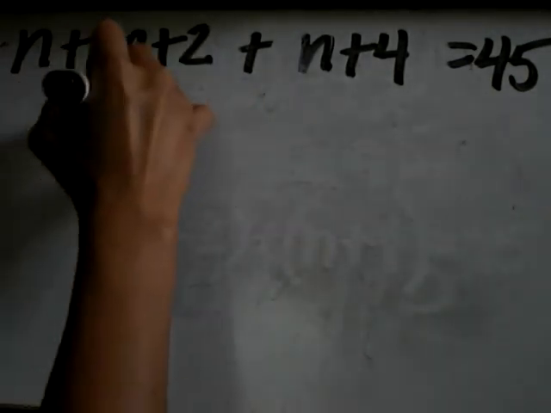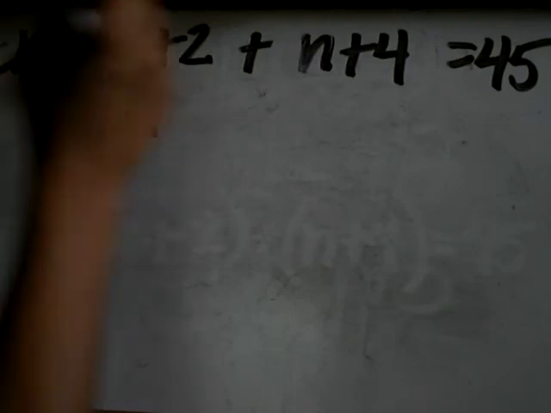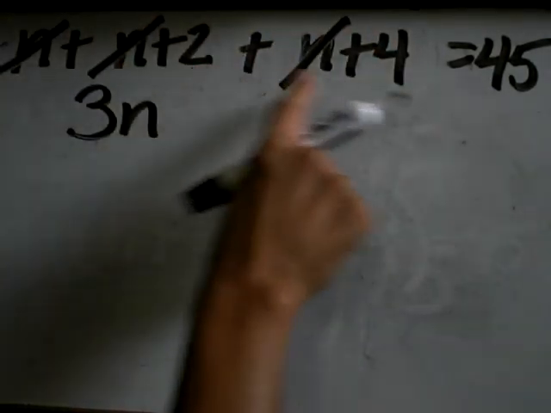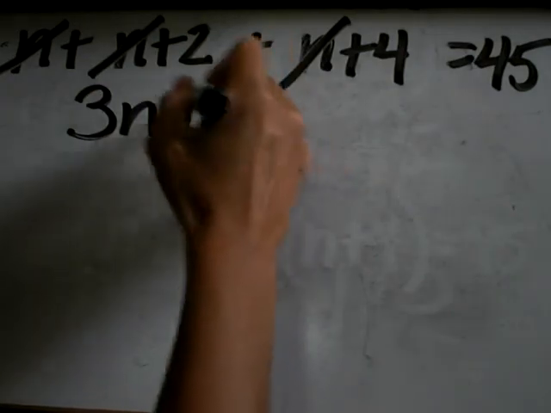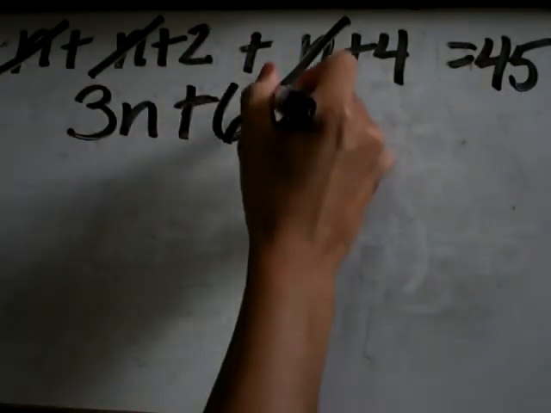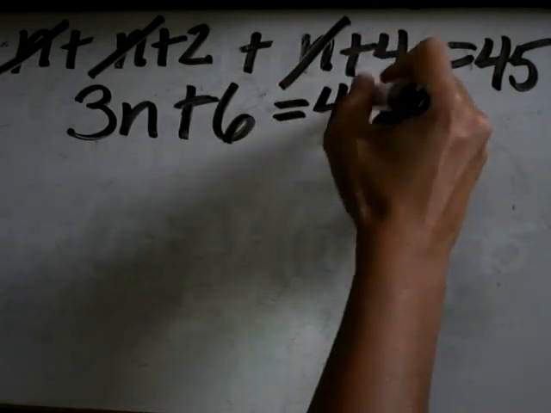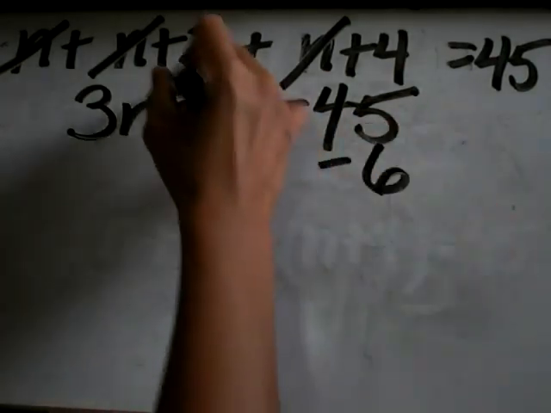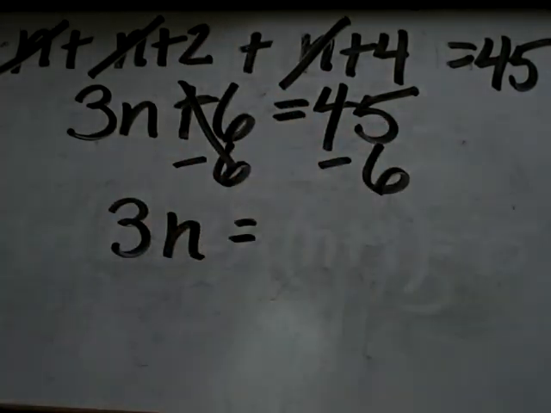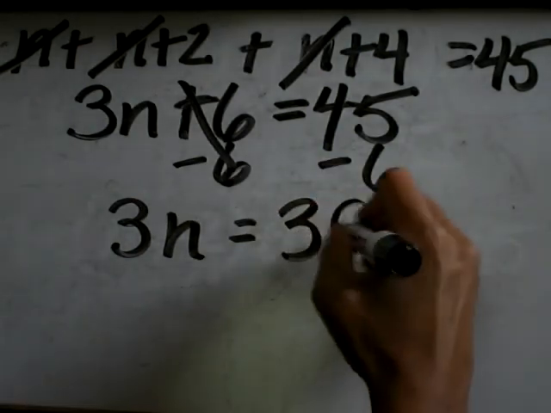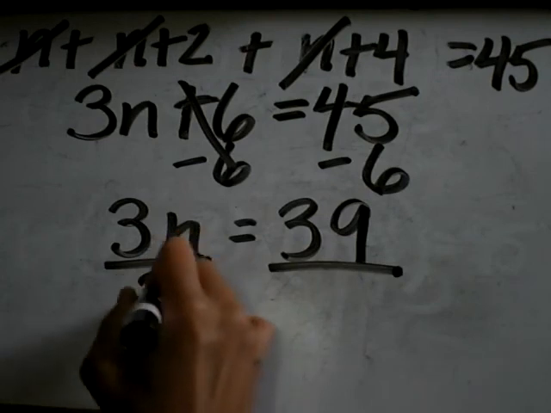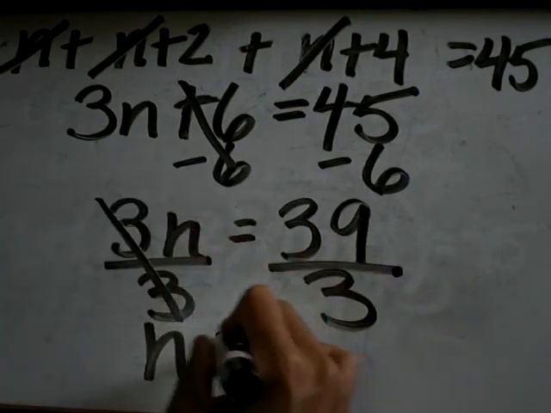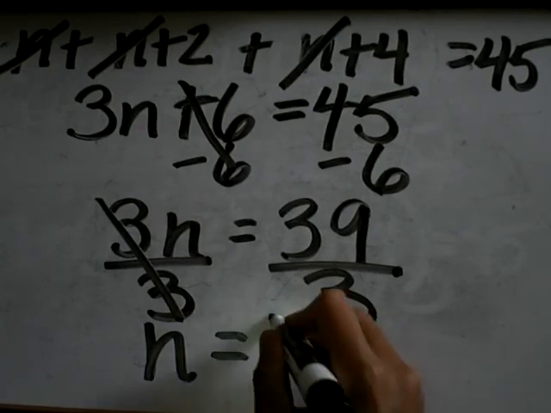Now we can combine like terms. What terms do we have that are the same? We've got the n's. How many n's do we have? We have 3 of them, so 3n. What do we have left? We've got 2 plus 4, so that's 6. So 3n plus 6 equals 45. Now we just have to solve for n. I'm going to subtract 6 on both sides, so that's 39. Divide by 3 on both sides, so n equals 13.